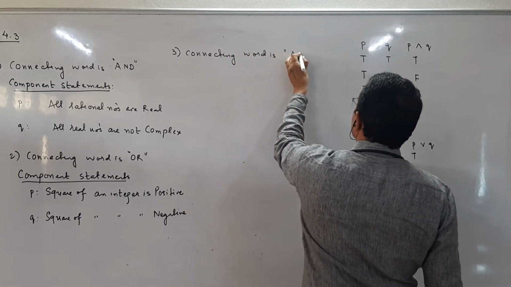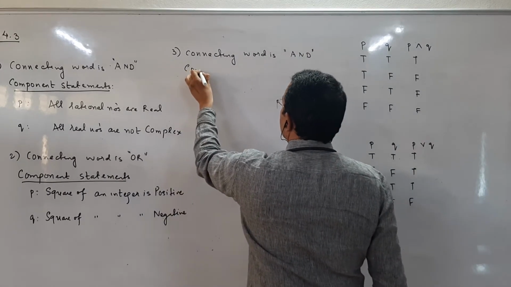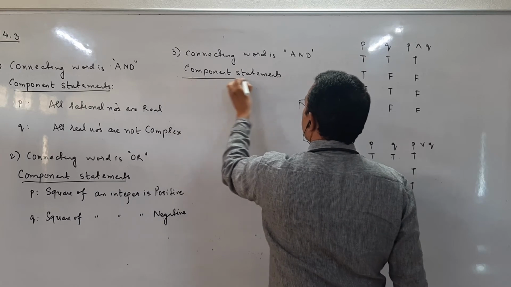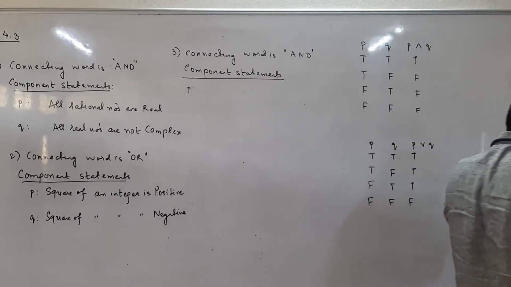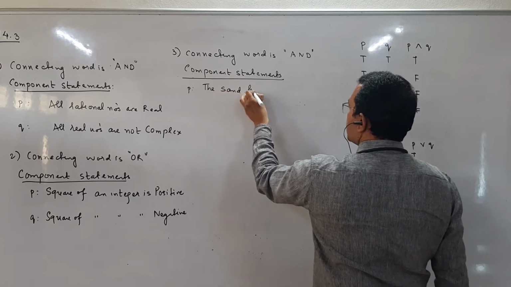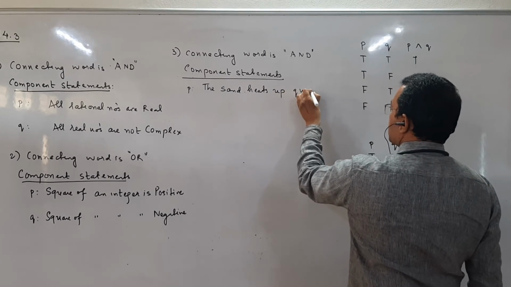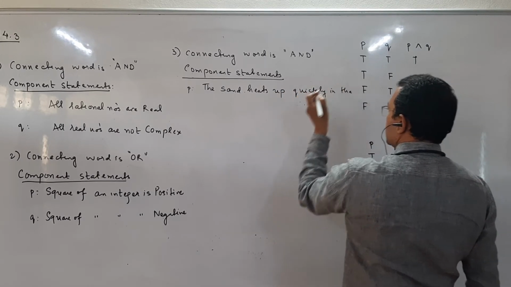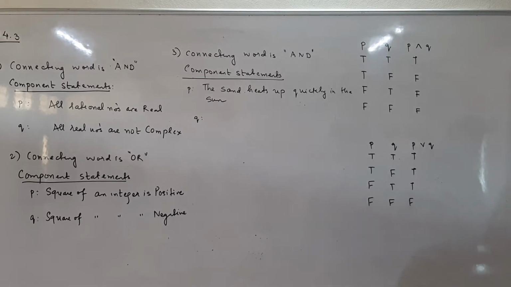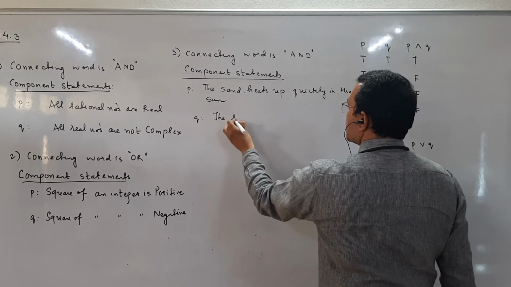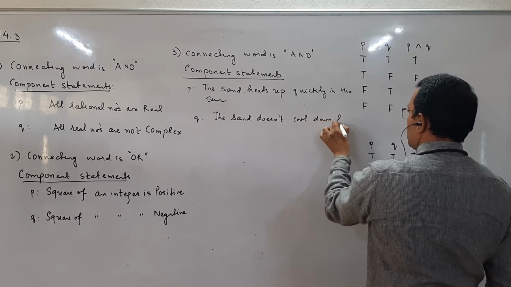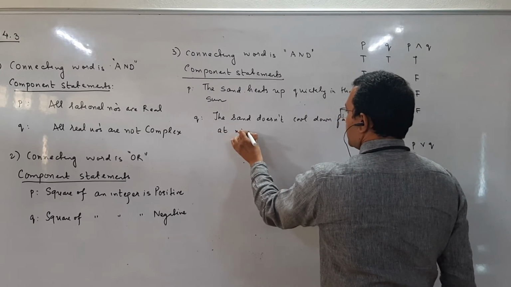Connecting word is AND. Then component statements are: first, P: the sand heats up quickly in the sun. Q: the sand does not cool down fast at night.